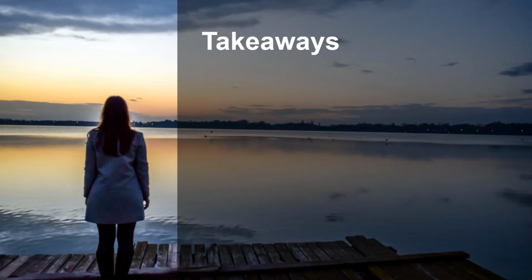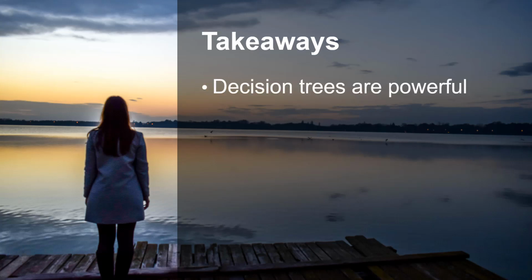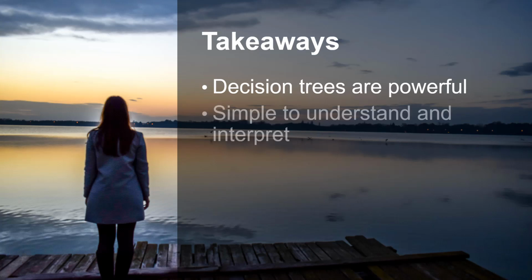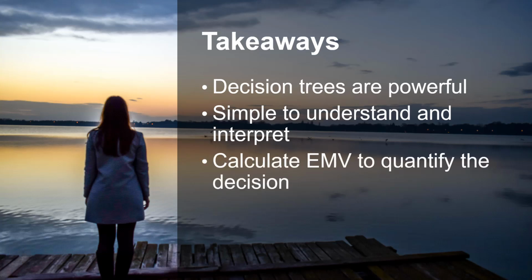We have come to the end of our lesson, so it's time to look at our key takeaways. Decision tree analysis is a powerful tool that can help you make decisions in many different project management situations. Once a decision tree is drawn, they are simple to understand and interpret. People can understand decision tree models after just a very brief explanation. Calculating the EMV of each possible decision path is a way to quantify each decision in monetary terms. And this concludes our look at the decision tree and the expected monetary value.